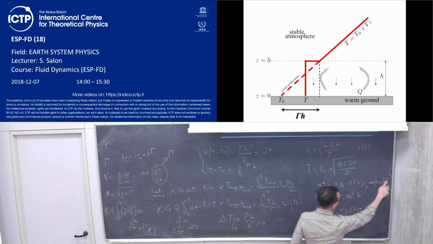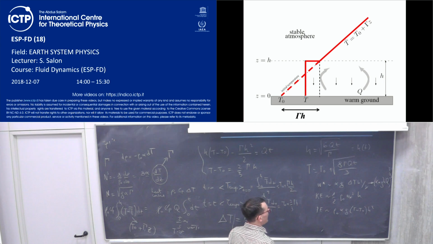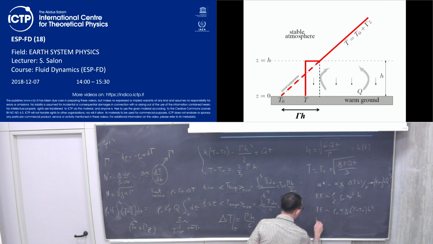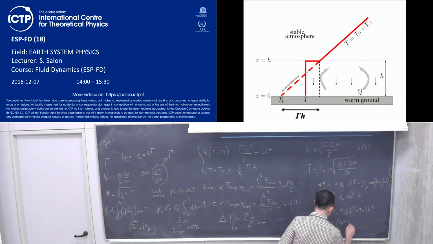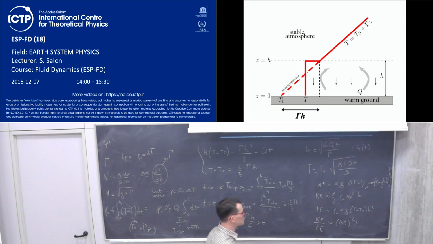So inserting this term within the kinetic energy, and making the comparison between kinetic energy and potential energy, what is obtained is that the ratio between kinetic energy and potential energy scales like nt to the minus 2/3. So it scales like the product of the Brunt-Väisälä frequency multiplied by time, to the minus 2/3.